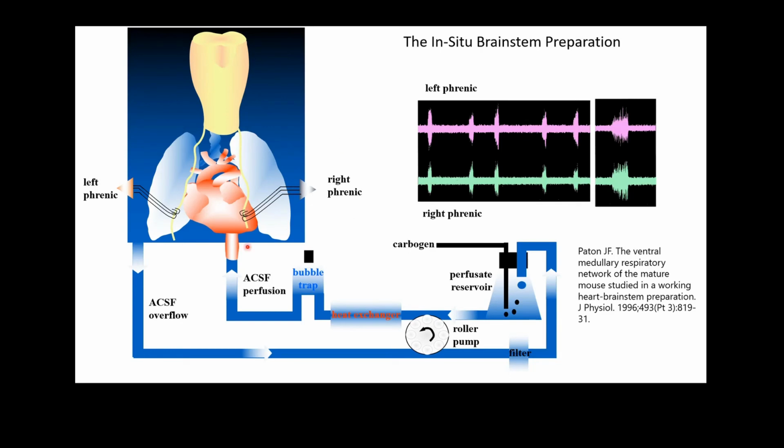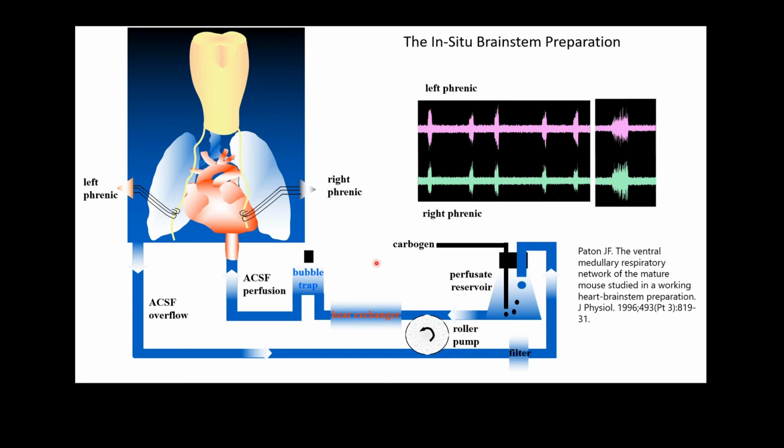And you can observe the phrenic nerve discharge here. And lo and behold, it is a ramping discharge, which is very much like you would observe in the intact preparation. And so this looks much more like the in vivo, the normal respiratory rhythm.